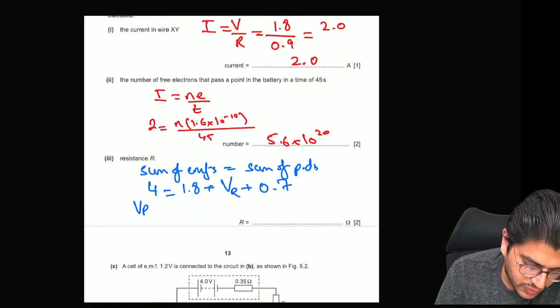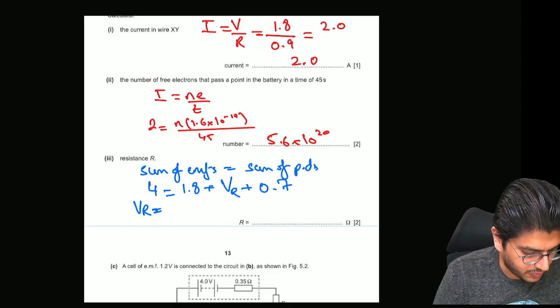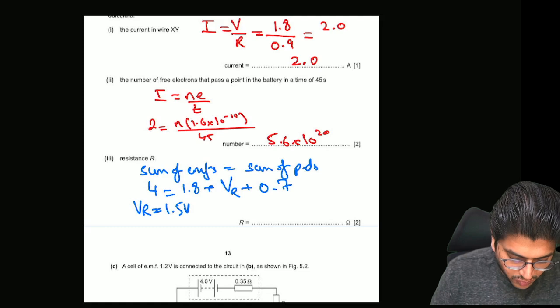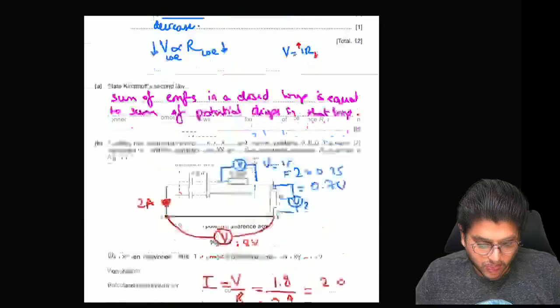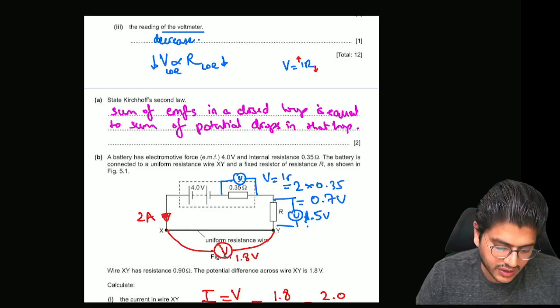Can I find out the voltage across the resistor? Yes, of course. So you'll do 4 minus 1.8 minus 0.7, and you will get 1.5 volts. This is the voltage across this resistance. So this is 1.5 volts. I hope so far so good. But that's not the question.